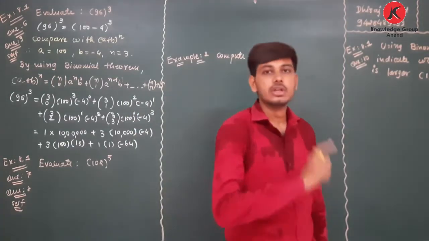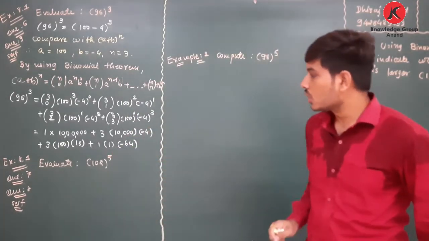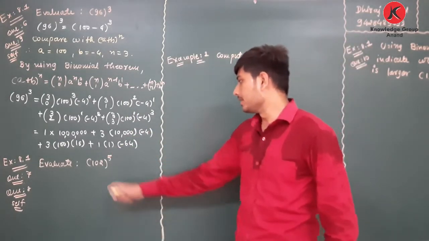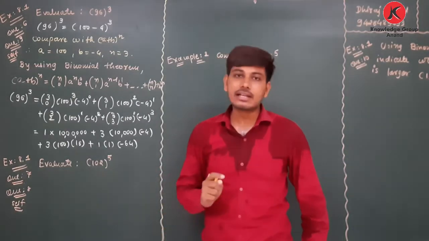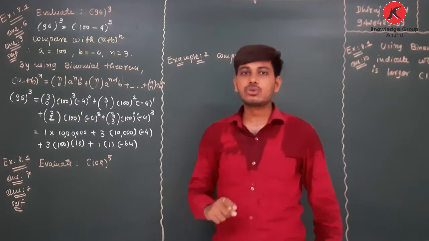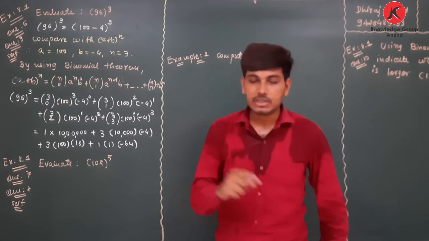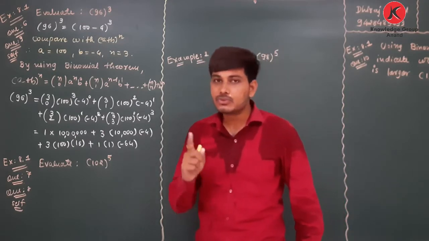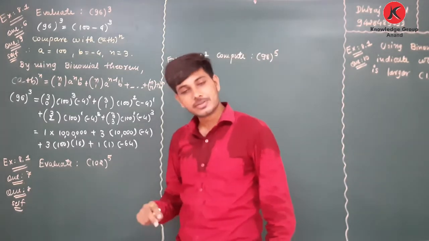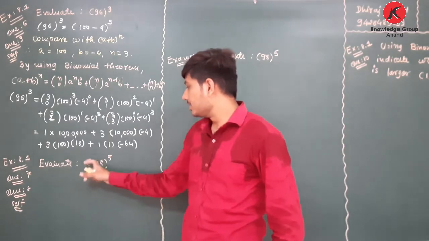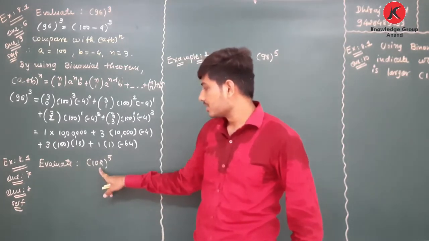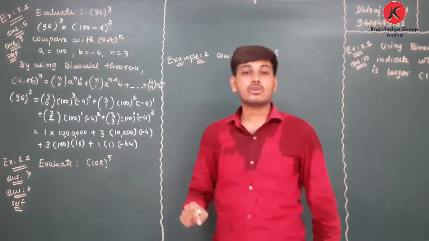Therefore, you have to do question number 8 in your self practice. In this question, see here, 102 is only a single term, but we have to use the binomial theorem. Therefore, we require two terms. For getting the two terms, we have to consider the nearby value of 102.